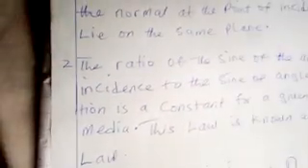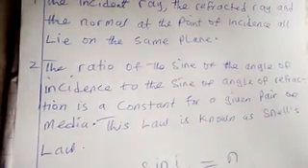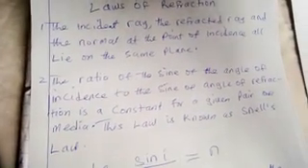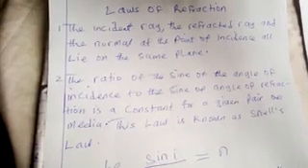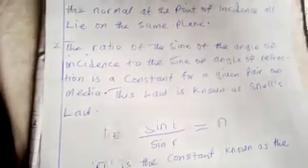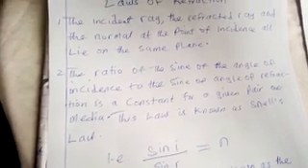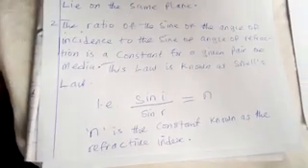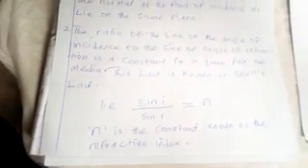Then the second law of refraction says that the ratio of the sine of the angle of incidence to the sine of the angle of refraction is a constant for a given pair of media. This law is known as Snell's law. That is, sin i over sin r is equal to n. The n is a constant known as the refractive index.